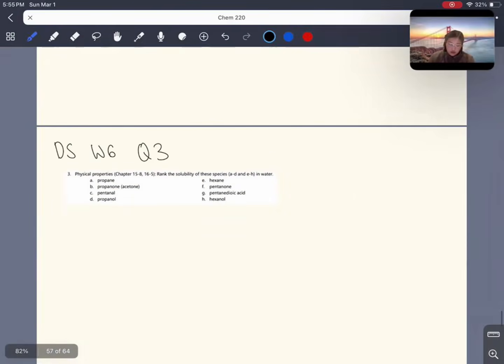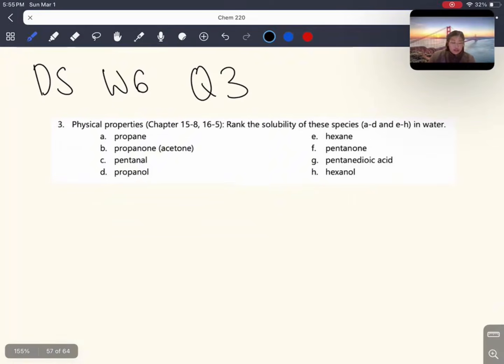So the next question is discussion section week 6, question number 3. It's about physical properties, and it asks us to rank the solubility of these species in water. So it asks us to make 2 lists: we're ranking A through D separately from E through H.